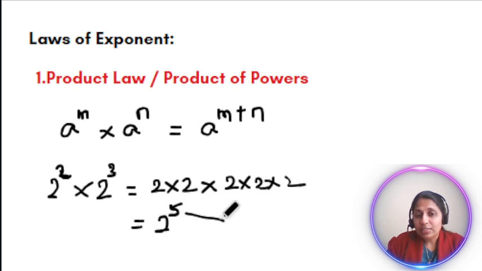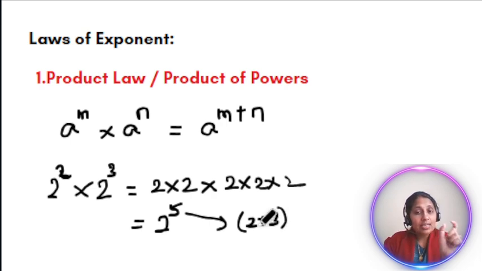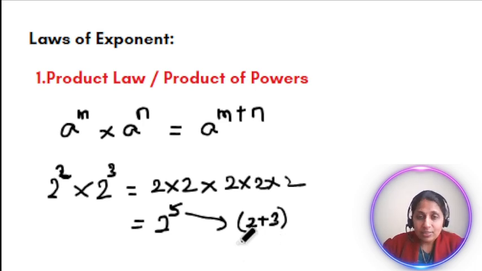So 2 to the power of 5. This is nothing but adding the powers 2 plus 3. So when the same bases are multiplied, the power will get added. This is our very first law, which is the product law or product of powers.